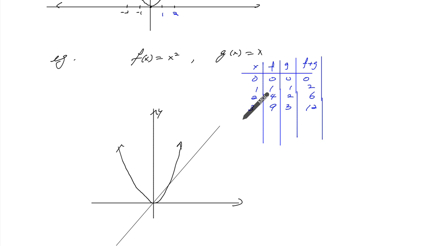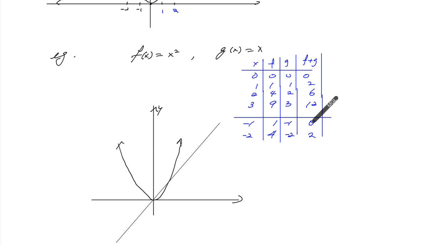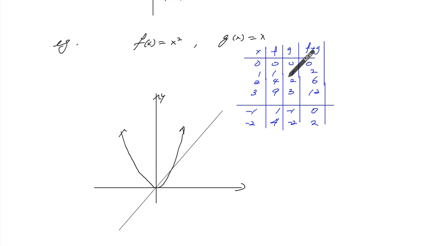Let's put some negative values in. Negative 1, we get 1, and negative 1, so when you add it, you get 0. What about negative 2? 4 and negative 2, you get 2. So let's plot these values. Two zeros here: there's a 0 here and 0 there. So when x is 0, it's 0, and when x is negative 1, it's also 0.